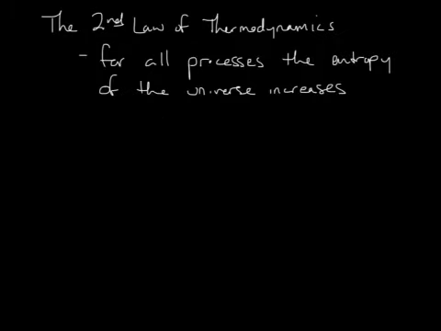Alright, so now it's time to talk about the second law of thermodynamics. And the second law of thermodynamics deals with entropy. And you may remember from chemistry that entropy is a measure of disorder, a measure of chaos, some people call it. It's a measure of how disordered our energy is. When we have very organized energy, we have low entropy. And when we have disorganized energy, we have high entropy.